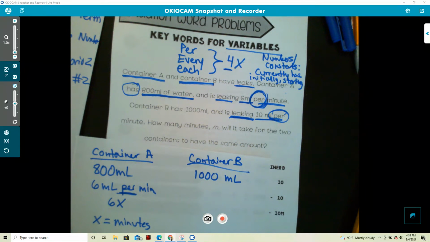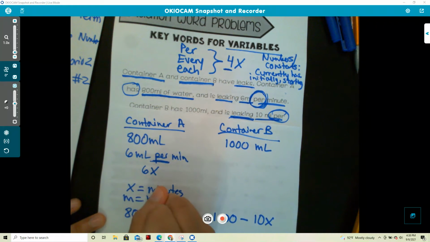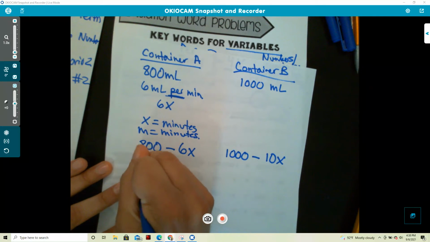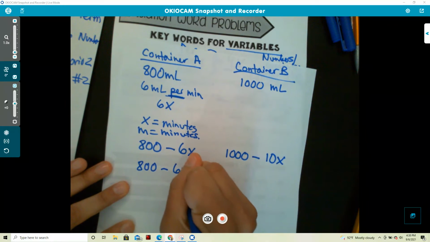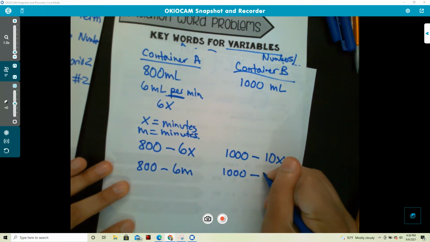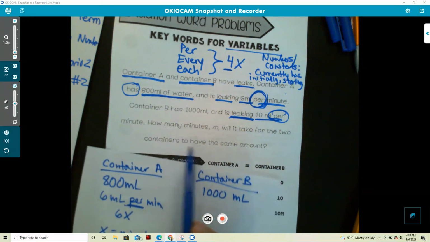And then it's asking us how many minutes, M. So really, I guess I should have put M equals minutes, but no worries. Doesn't matter what variable you use, just as long as you set it up. I'm going to go ahead and rewrite it with M. So 800 minus 6M, and then 1,000 minus 10M. So all I did was just change the variable to the variable that they gave us.